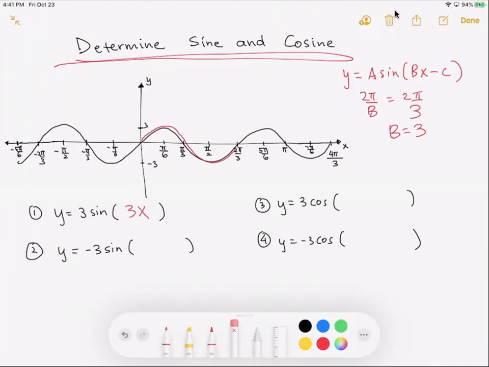For the next one, it's a negative 3 sine. So we know that it has to be reflected over the x-axis. So I'm going to use pi over 3 to pi. Since the b value doesn't change and it's shifted to the right pi over 3 units, my equation for number 2 should be y equals negative 3 sine of 3 times x minus pi over 3.